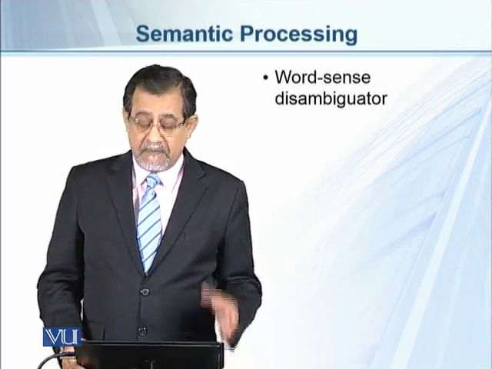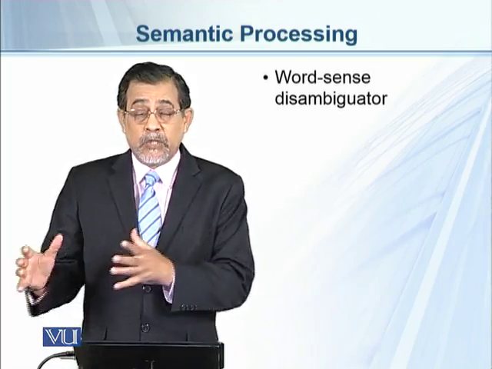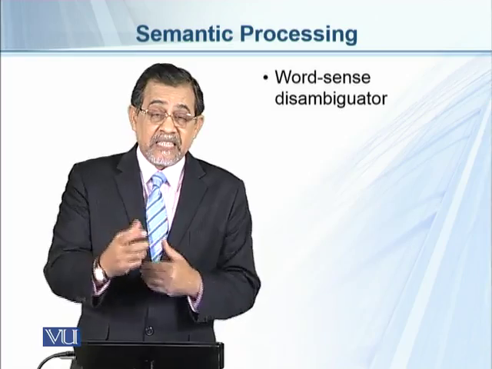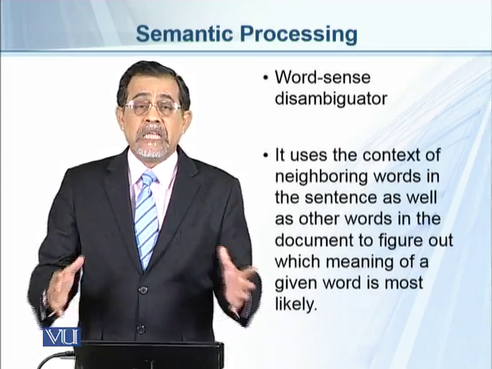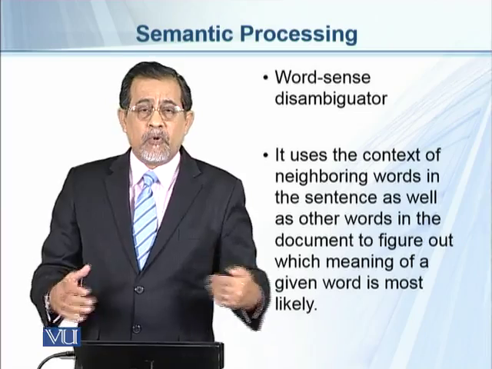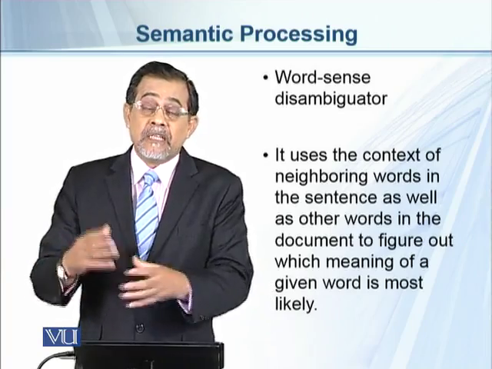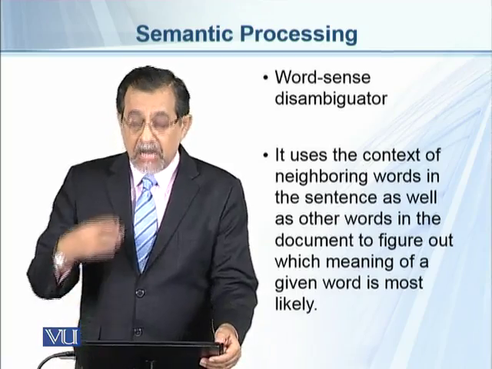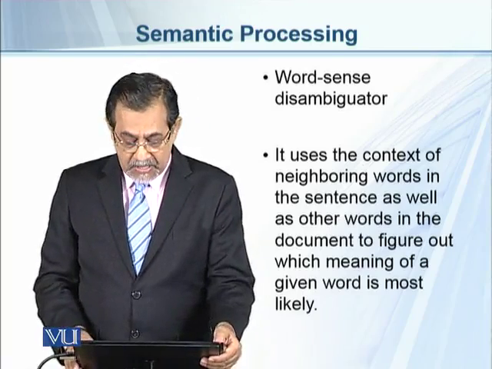So we have a program, the word sense disambiguator. This disambiguator disambiguates the meaning, right? So it tells us the exact meaning of the word. And what does it do? It uses the context of the neighboring words. So it seeks help from the neighboring words, what comes before and what comes after. And it also seeks help from other elements in the document, from the whole document. So this is how it reaches the nearest meaning of the word.